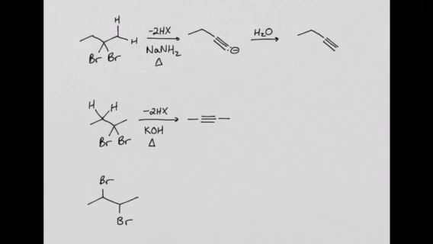For example, this alkyl dihalide can only form this alkyne product. In this case, it doesn't matter whether we use potassium hydroxide or sodium amide.